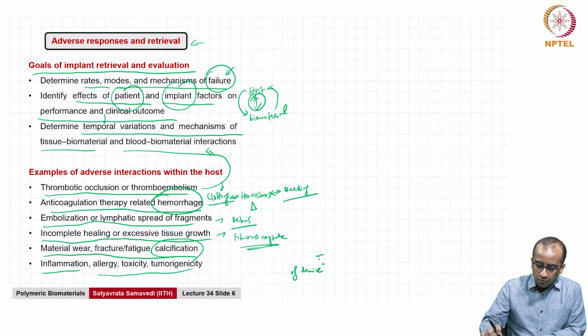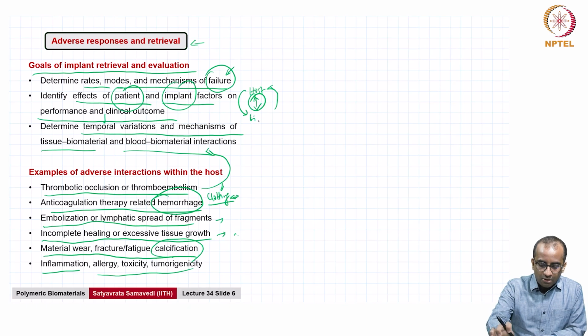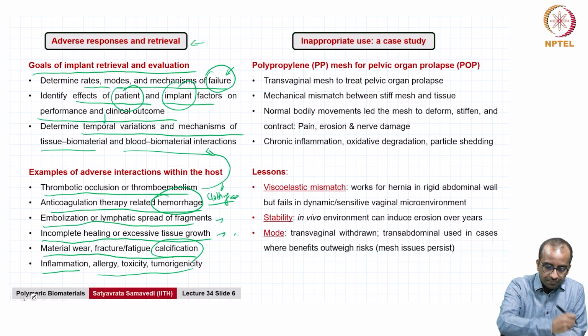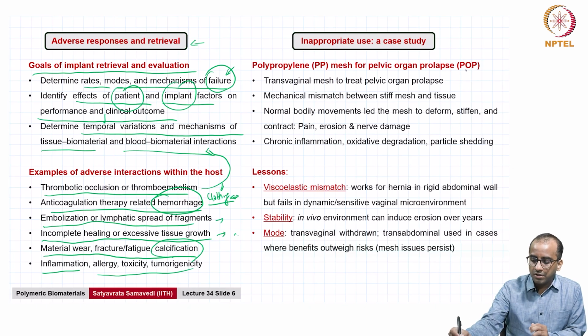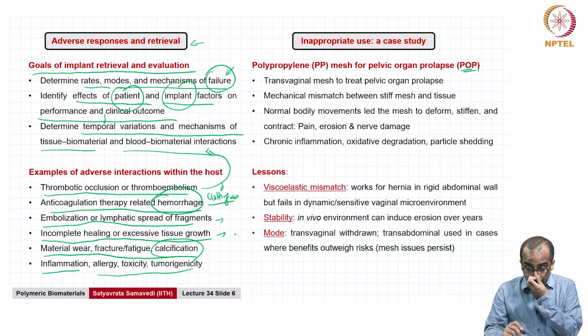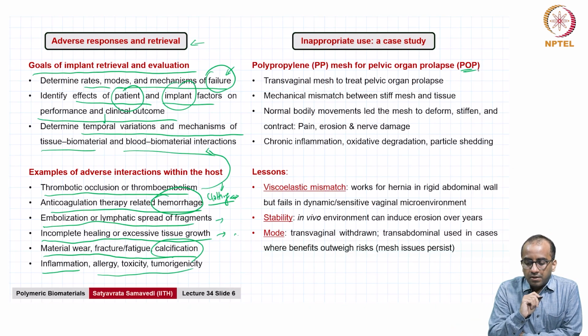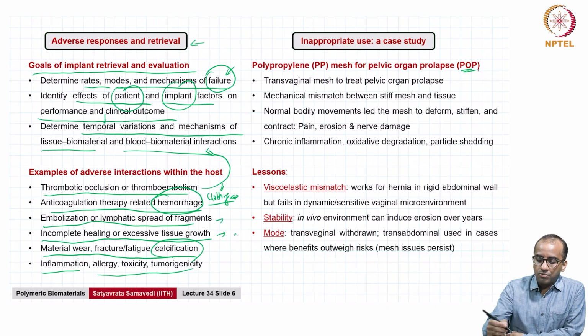Now, to drive home this point about implant retrieval, analysis, etc., let us take a quick look at a very important case study of the use of polypropylene meshes for correcting pelvic organ prolapse, in short POP. So, essentially polypropylene meshes, if you recall, we have seen earlier that they are used quite a bit for hernia repair.